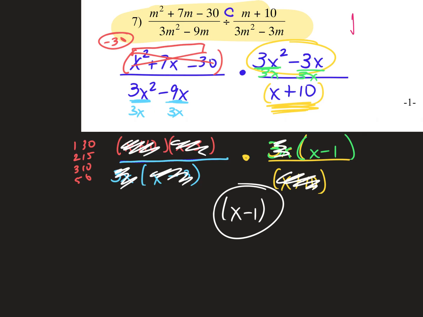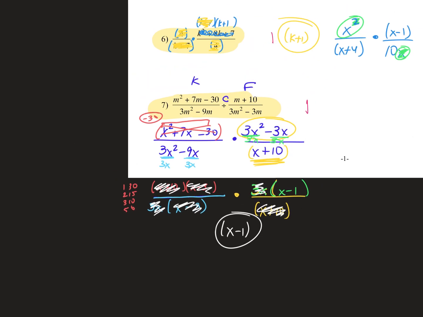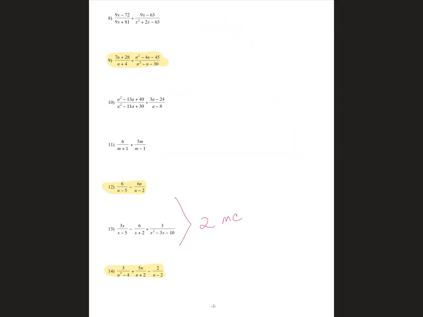One is simplifying, where we just factor or cancel out. One is multiplying, where you factor each piece, cancel out. And one is dividing, where you have to keep, change, flip first, then factor and cancel out. Sound good? Let's go to the next one.